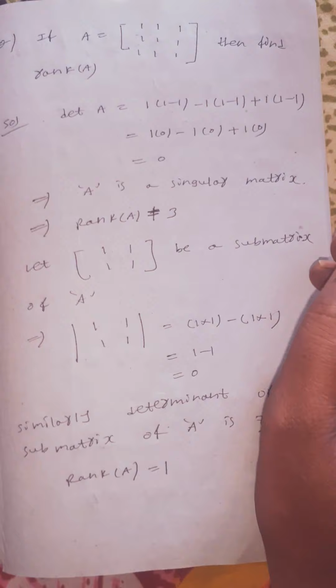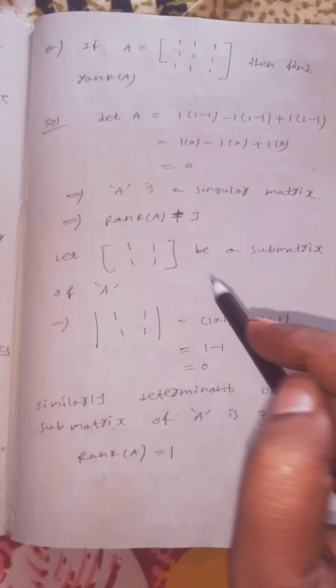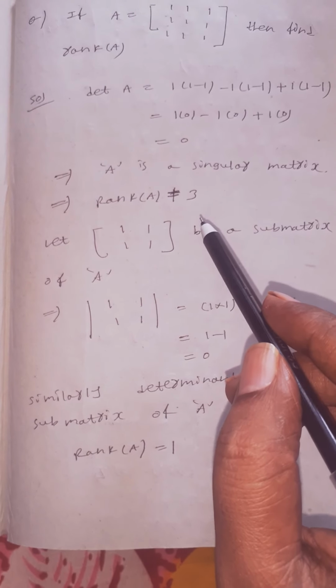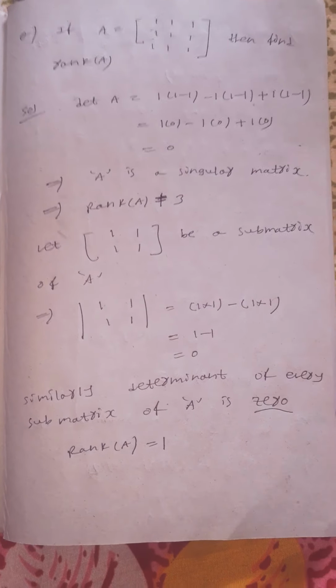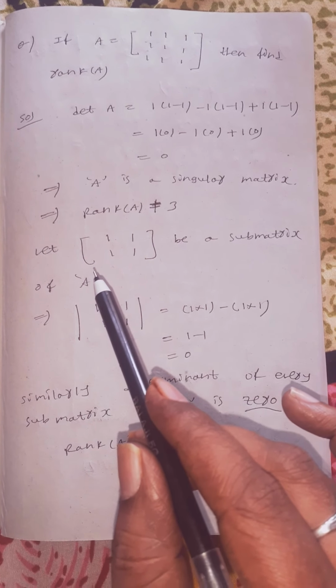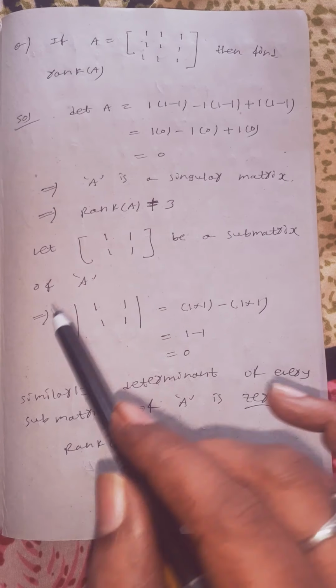So you are getting zeros only. So determinant 0 means A is singular. A is singular means rank of A cannot be 3. So rank of A is not equal to 3. Now we will take a submatrix. Let [1 1; 1 1] be the submatrix of A.